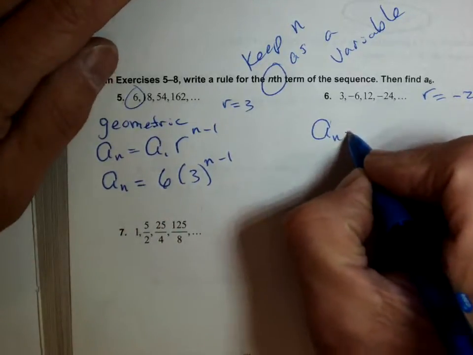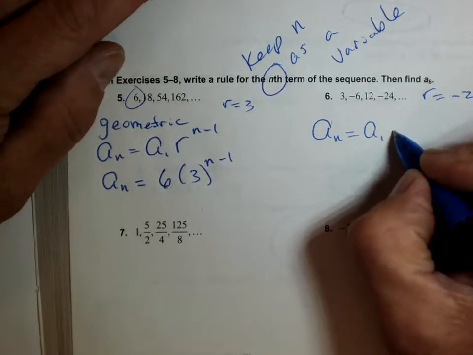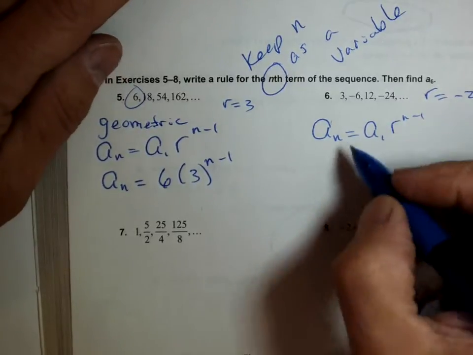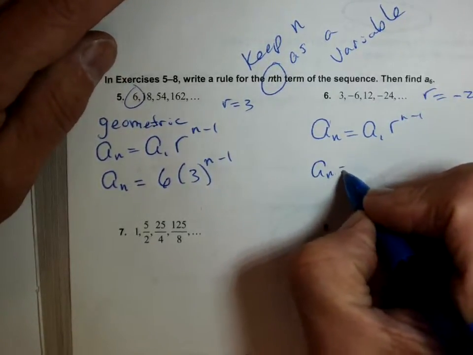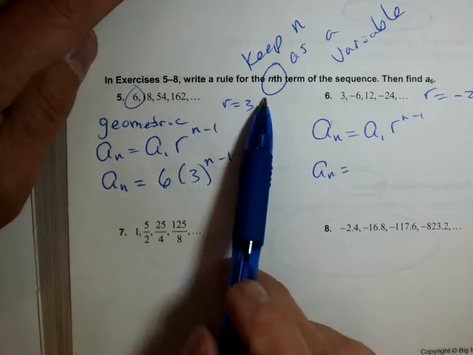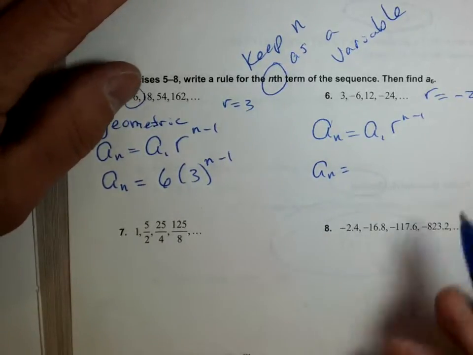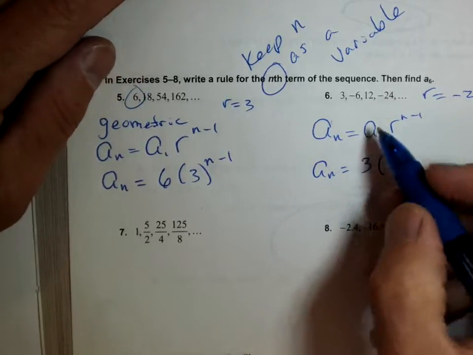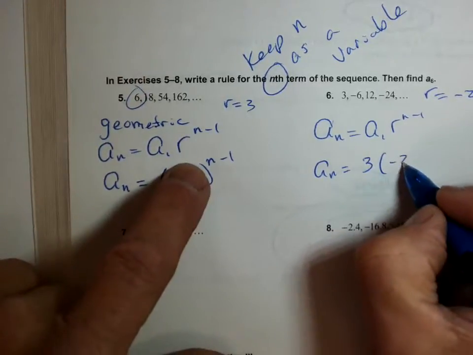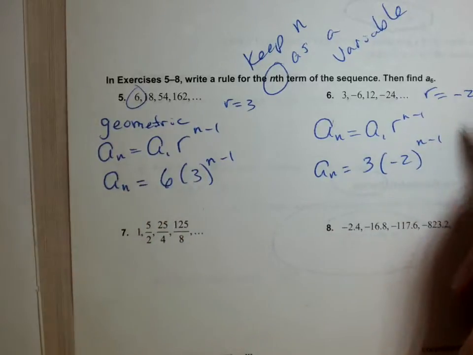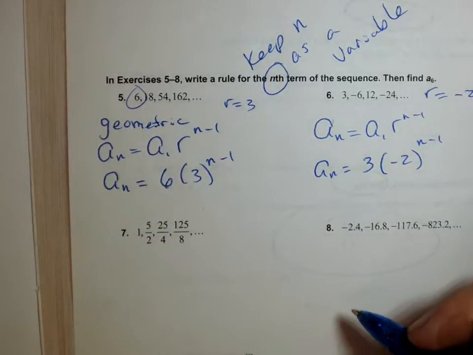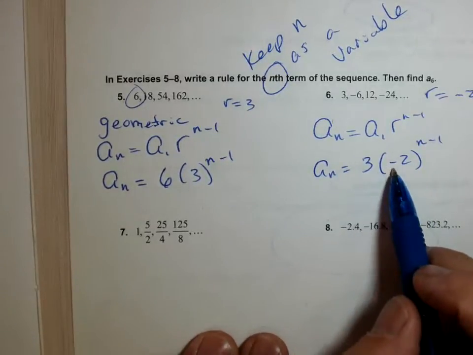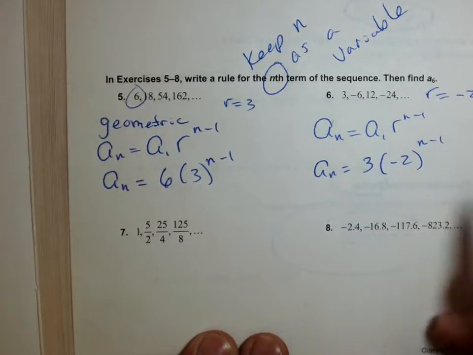a of n equals a1 r to the n minus 1 power. So a of n, let's do this, okay? a of n equals, remember we're going to keep n as a variable, a1, which is 3. My multiplier, r, is negative 2, to the n minus 1 power. There's my formula. Keep n as a variable. Do not multiply those. That's 3 times negative 2. You cannot do that because you have to do the exponents first.